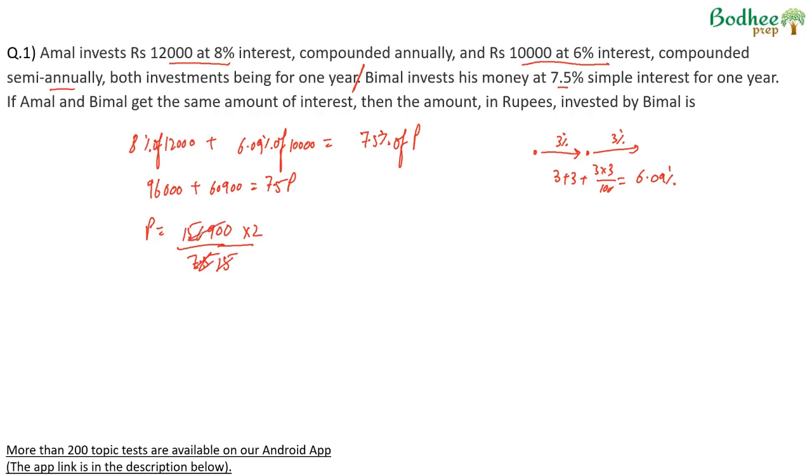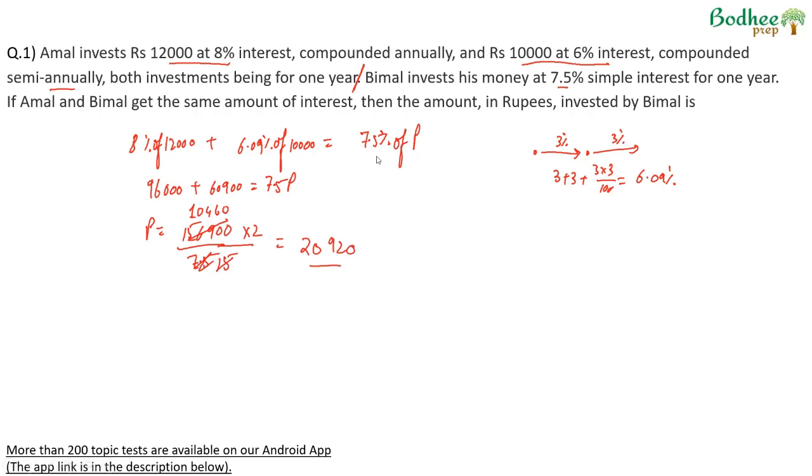Now we can cancel this out. 15 ones are 15, 15 fours are 60, 15 sixes are 90. So 15690 divided by 15 will give us 10460, into 2 will be 20,920. And therefore, the principal that Bimal should invest is 20,920, and that becomes the answer.